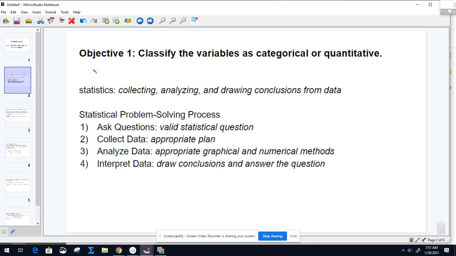And as you can see, the first objective here is to classify the variables as categorical or quantitative. Categorical and quantitative are two big things that we're going to look at, and they should hopefully make sense. When we go through this, we're going to be collecting, analyzing, and drawing conclusions from data. Our problem solving process is: ask questions and make sure it's a valid statistical question, collect the data, analyze the data, and interpret it. So the math and the number sense comes from all of this collecting and analyzing of data. And then we use these definitions to interpret the data and to ask our questions.